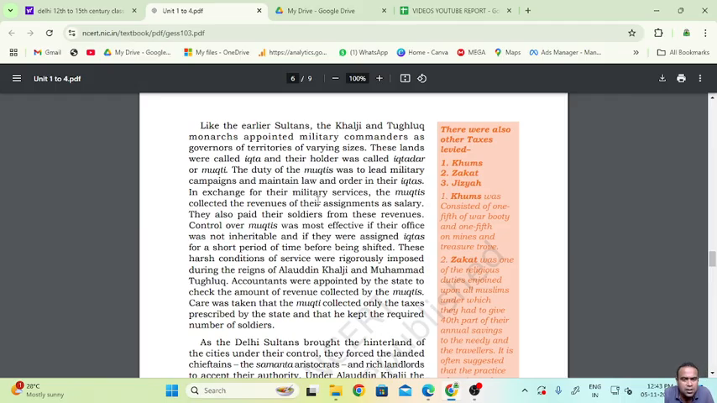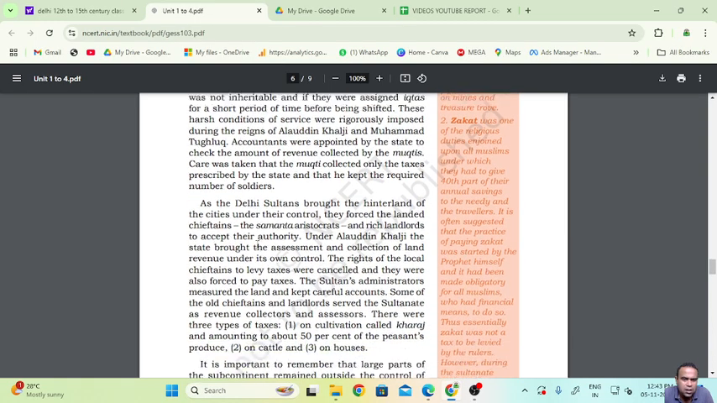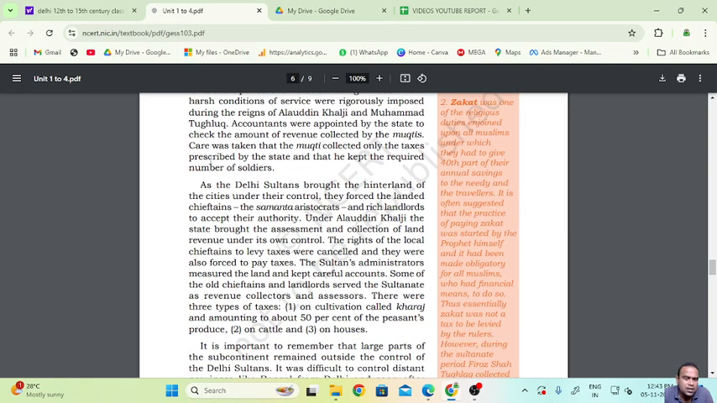In exchange for their military services, the Muktis collected the revenues of their assignments as salary. They also paid their soldiers from these revenues. Control over Muktis was most effective: their office was not inheritable, and they were assigned Iqtas for a short period of time before being shifted. These harsh conditions of service were rigorously imposed during the reigns of Alauddin Khilji and Muhammad Tughlaq. Accountants were appointed by the state to check the amount of revenue collected by the Muktis. Care was taken that the Mukti collected only the taxes prescribed by the state, and that he kept the required number of soldiers.